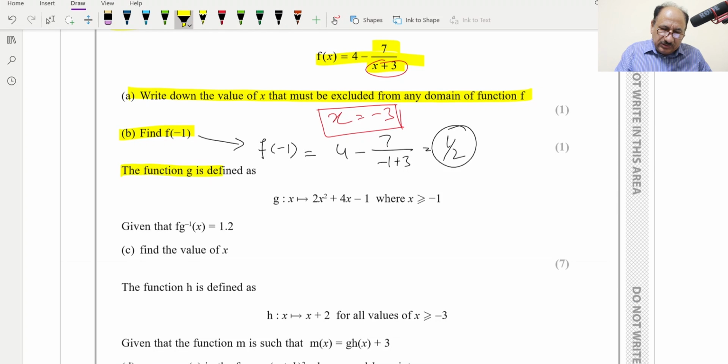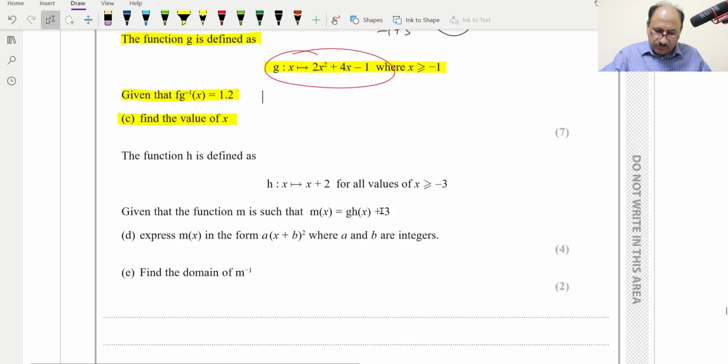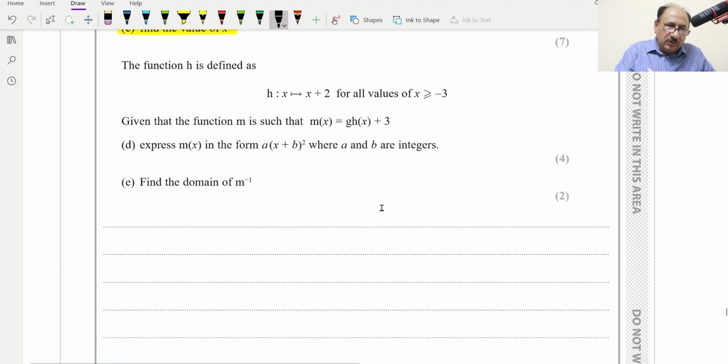Then next is what? The function g is defined as this, this is the g function, given that f of g inverse of x is equal to 1.2. Find the value of x. So we have to first find f of g inverse. First of all, g inverse will be required, and g of x is this one, so we'll be using this for g inverse. So we can write y is equal to, this will be our part c basically.